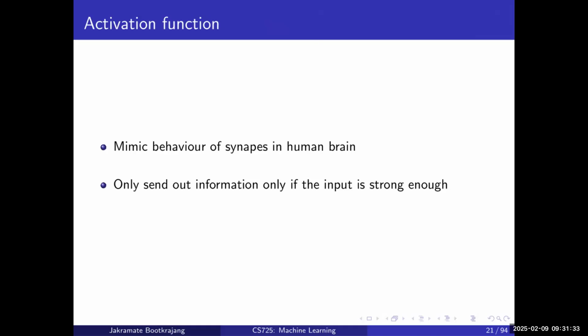And this activation function, the idea for it is that if the input is strong enough, I will send out some information. But if the input is not strong, maybe I just stop sending information, I send 0. Right? So this is what the synapse of the human brain does. If you don't have enough chemical reaction as input, it's not going to send out anything as the output.